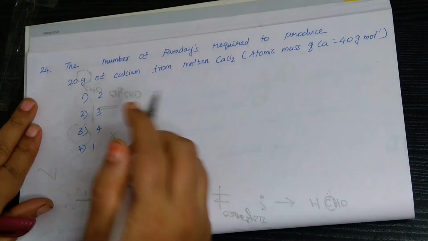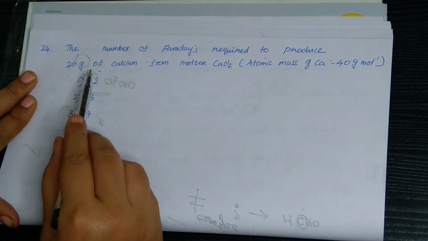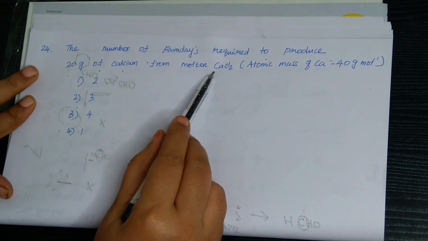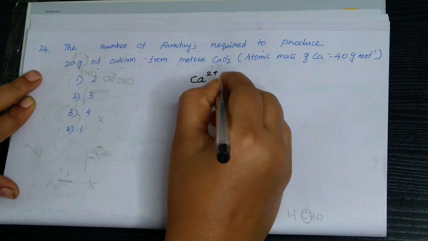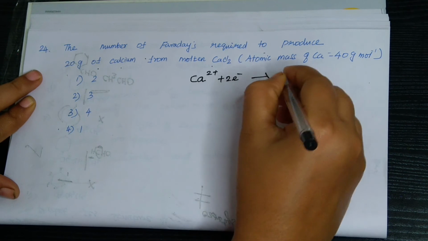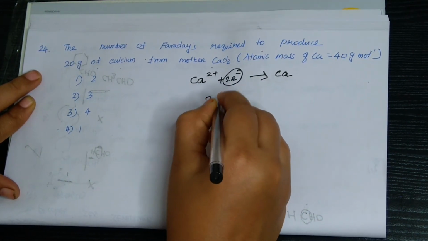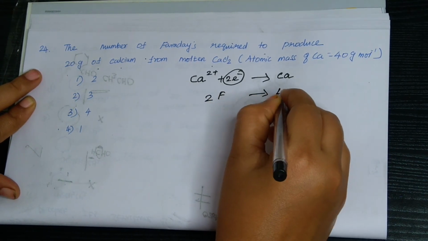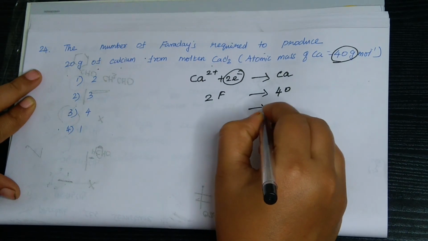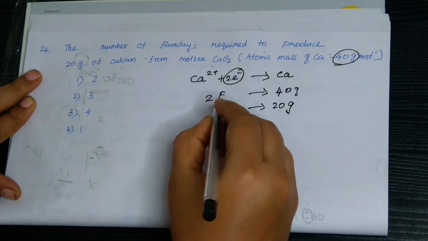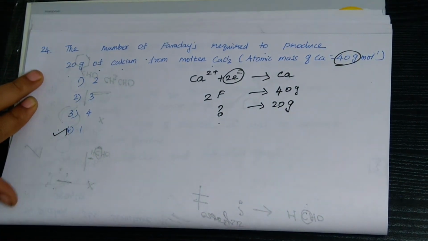Next question. The number of Faraday required to produce 20 gram of calcium from molten CaCl2. See, Ca2+ gains 2 electrons to form Ca. That is 2 electrons is 2 Faraday. 2 Faraday, it is 40 gram. That is, atomic mass of calcium is 40 gram. Then they are asking for 20 gram. How much Faraday? That is half. So that will be 1.